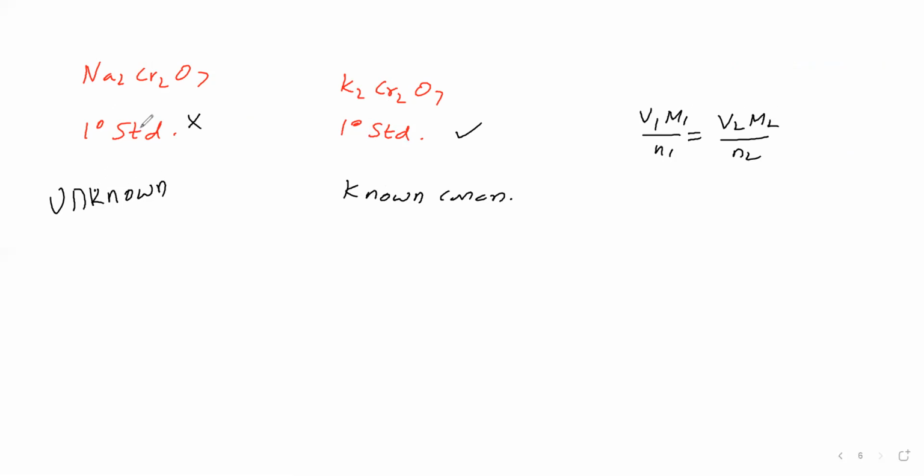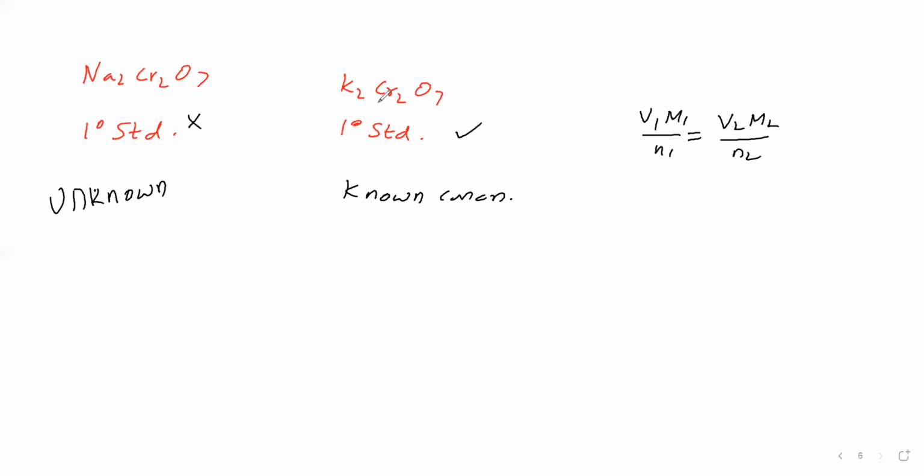Because sodium dichromate is hygroscopic, whereas potassium dichromate is not hygroscopic. Hygroscopic means it will absorb water from the atmosphere. Potassium dichromate will not absorb water from the atmosphere. Since sodium dichromate absorbs water from the atmosphere, its concentration keeps changing. Potassium dichromate does not absorb water, so its concentration is not changing. It is fixed. So you prepare the potassium dichromate solution. How to prepare? Take a known weight of potassium dichromate, take a known weight of water, mix and prepare the solution.